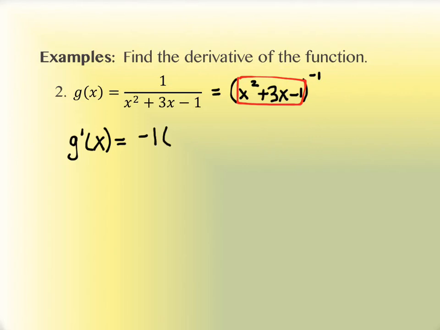Bring the -1 down, and what will the new exponent be? To the -2. Okay, so this is the outside part of the derivative. And then what goes inside the parentheses? The original thing that was already inside the parentheses. None of that changes. So this is x squared plus 3x minus 1. Am I done? Not quite. What am I missing? Yeah, the derivative of the inside. So what is the derivative of this inside function? 2x plus 3. Very good.